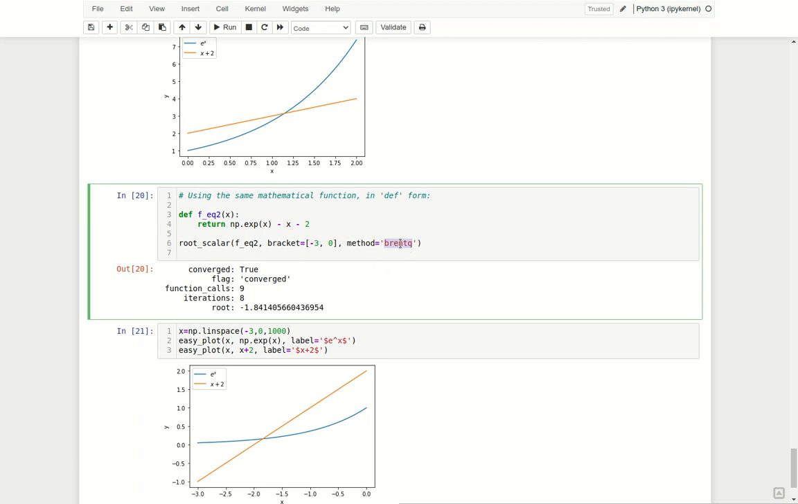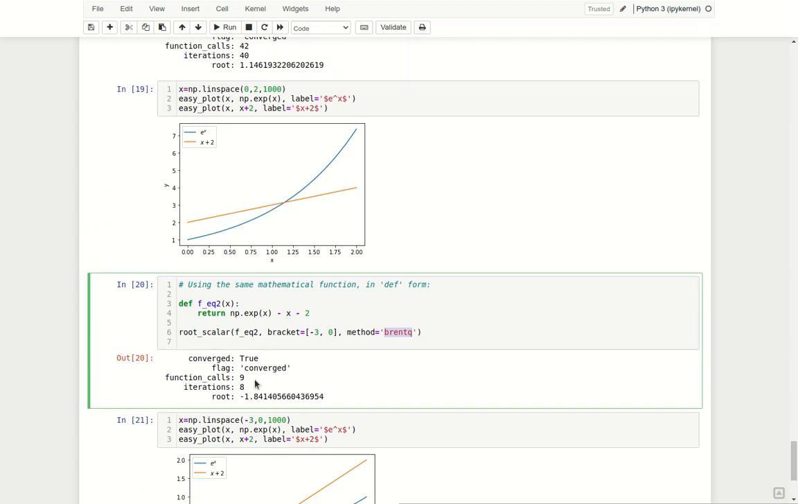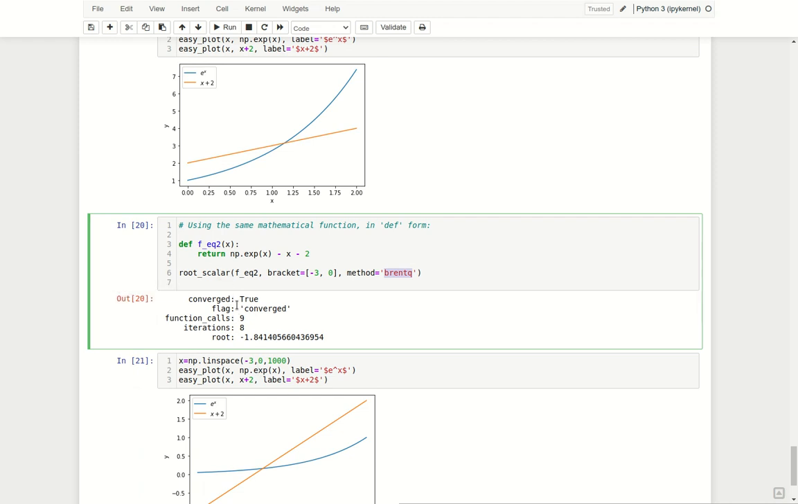And the method that we're going to use is the Brent method with a quadratic approximation. The Brent method, I think it was based on, I don't remember, regula falsi maybe. The point is that in this case this function is also going to converge to the desired value, which is the root in this interval. Only 9 calls to the function and only 8 iterations were necessary, and the root is this one over here.